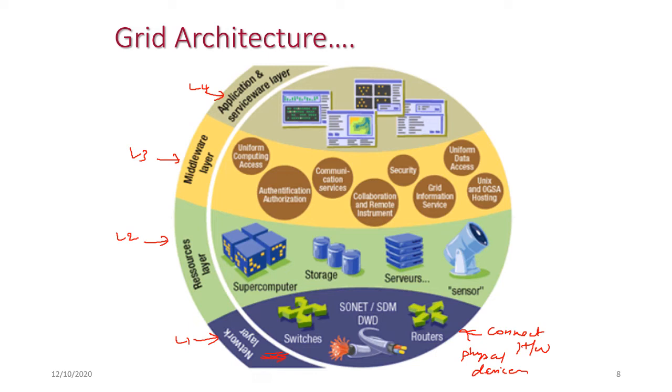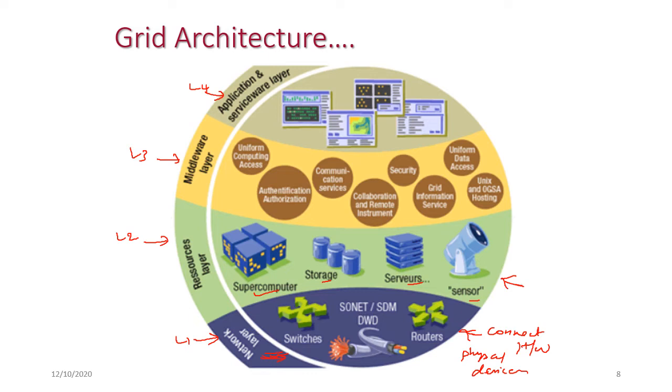And the second layer is the resources layer. Here we have all the grid resources. What are the grid resources we have? Supercomputers, storage, and servers. More servers will be there, and sensors will be there. We have a variety of sensors. All those devices come under the resources layer.